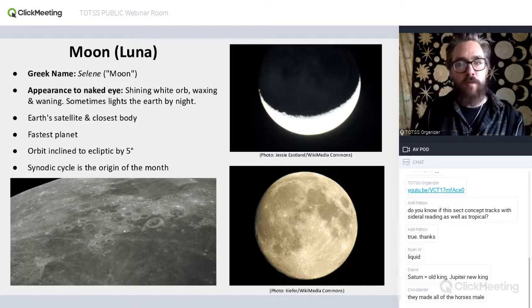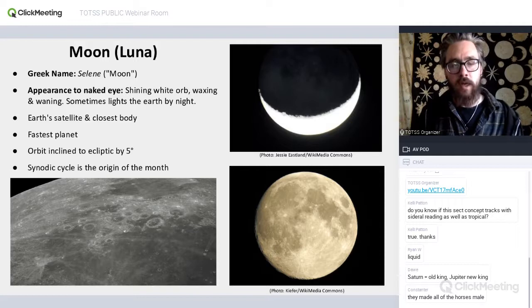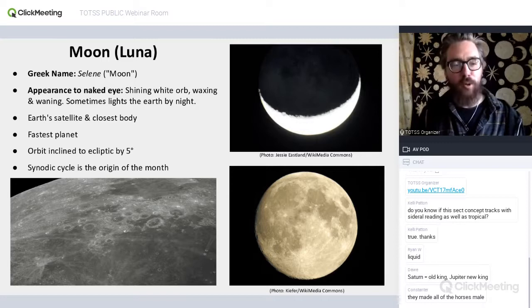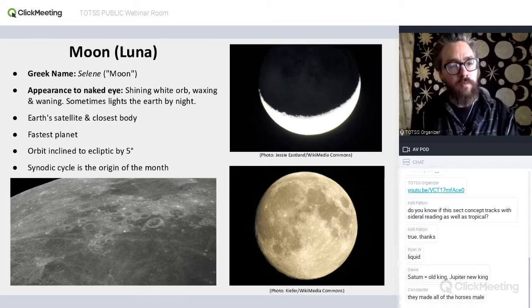All right, and then moving on to the moon here. Her Greek name is Selene, which again is just the Greek word for moon. Again, I'm sure you all know what the moon looks like, but just building up some of our symbolism here, the moon is a shining white orb who waxes and wanes, right? The moon is only that full orb for a couple days each month when she's full. So she sometimes lights the earth by night. The sun always lights up the earth by day, but sometimes the moon is dark and is invisible. And so that waxing and waning of the moon, that variability, is part of her symbolism.